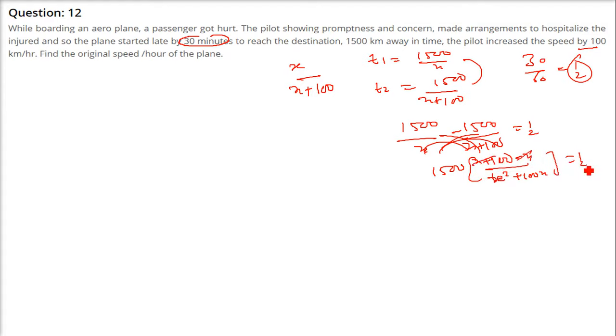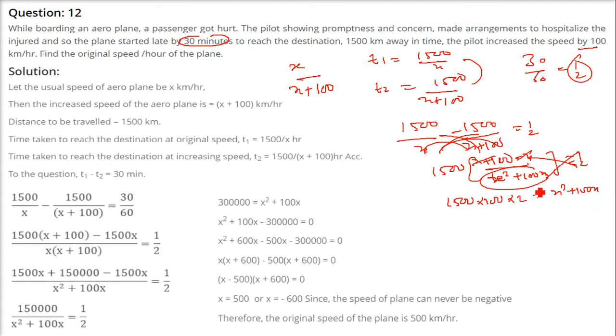This gets cancelled. So I'm taking 2 here, 2 on this side, and x square plus 100x here. 1500 into 100 into 2 equals x square plus 100x. So our equation becomes x square plus 100x minus 3 lakh, that is 3 with 5 zeros. You can write this 3 lakh as 600 into 500. 600 into 500 gives 4 zeros, and 6 times 5 is 30. So this is 3 lakh.